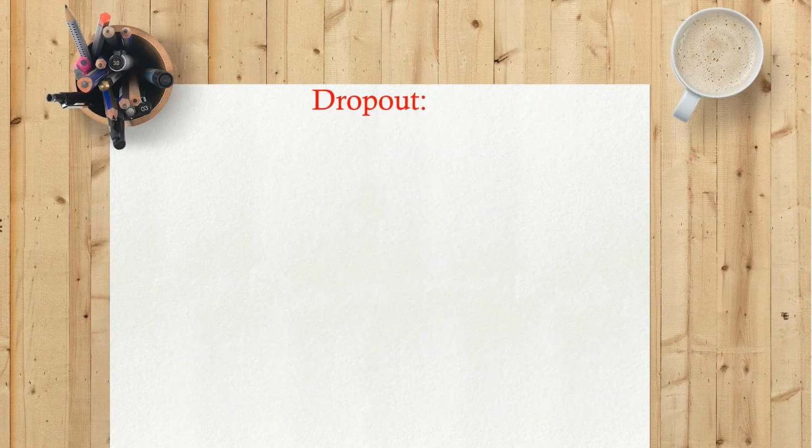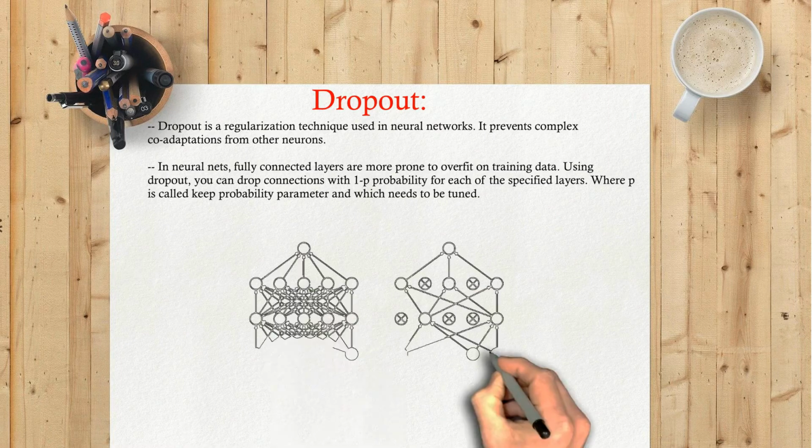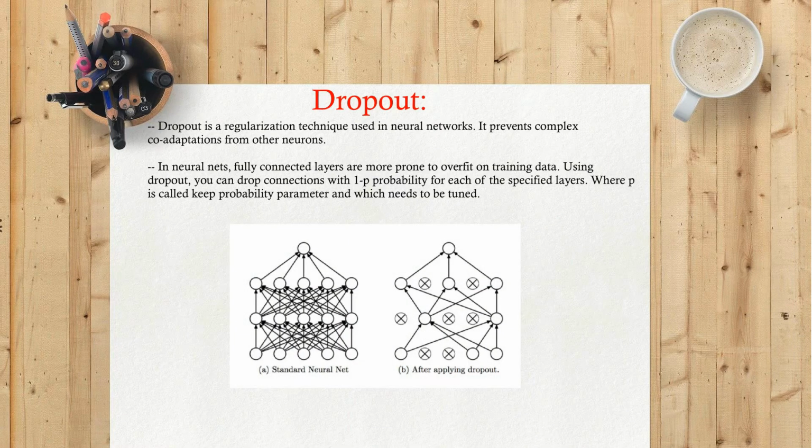Dropout. Dropout is a regularization technique used in neural networks. It prevents complex co-adaptations from other neurons. In neural nets, fully connected layers are more prone to overfit on training data. Using Dropout, you can drop connections, with 1-p probability for each of the specified layers, where p is called the keep probability parameter, which needs to be tuned.